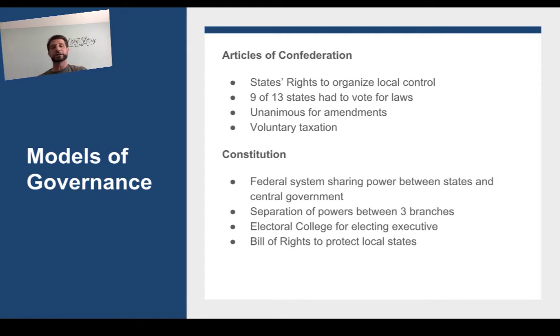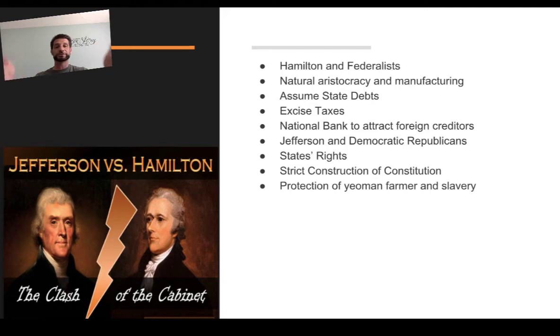Now, when all this is done, we have 2 major figures that we need to remember who really take that model afterwards and say, okay, now that we are a federalist system, how will we define the balancing of power? And our 2 are Hamilton and Jefferson. So Hamilton is with the Federalists. He wants to see as much power shifted towards the central government as possible. He believes in the natural aristocracy and that they will lead a manufacturing system that is going to make us competitive with England. In order to do this, the federal government should assume the state debts.